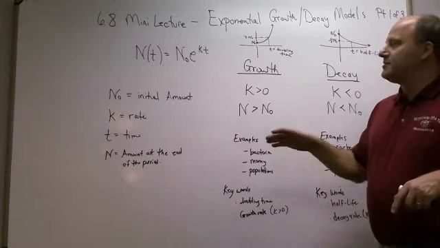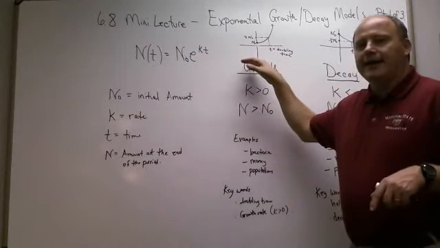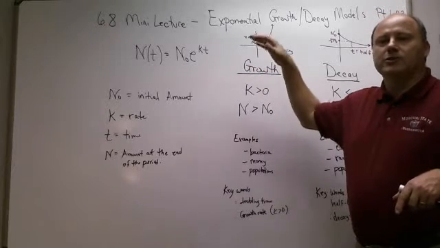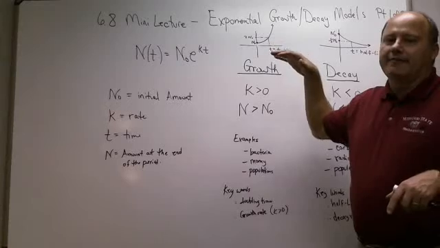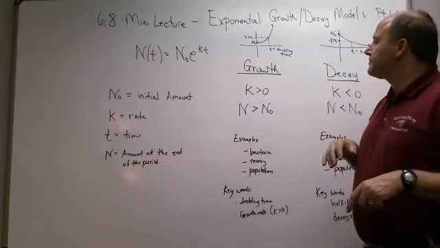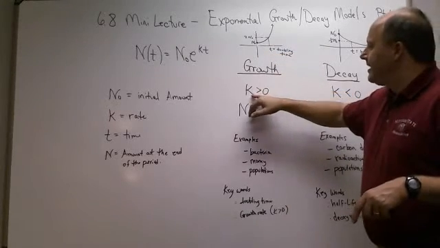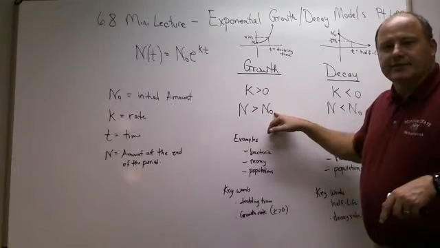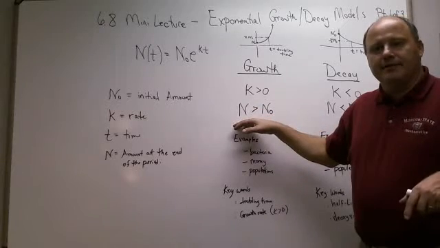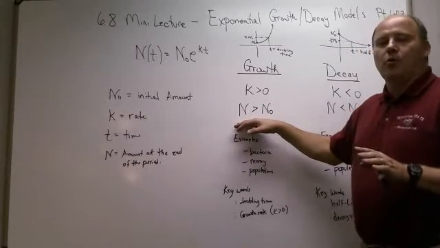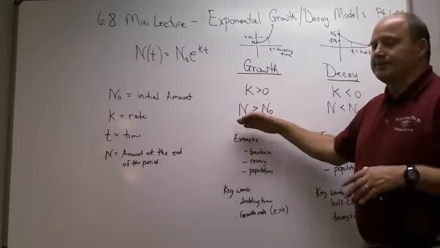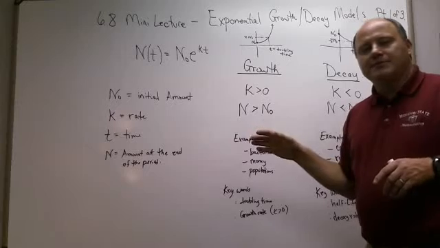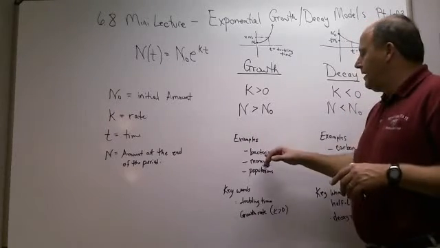So it's the same formula for both growth and decay, and you recognize growth by looking at the K. If K is positive, you know it's growing, it's getting bigger. And if K is negative, it's going down in size. So growth indicates that K would be greater than 0. And like I said a while ago, N would be greater than N sub 0. So what you have at some time later will be more than what you had to start with. Which makes sense.